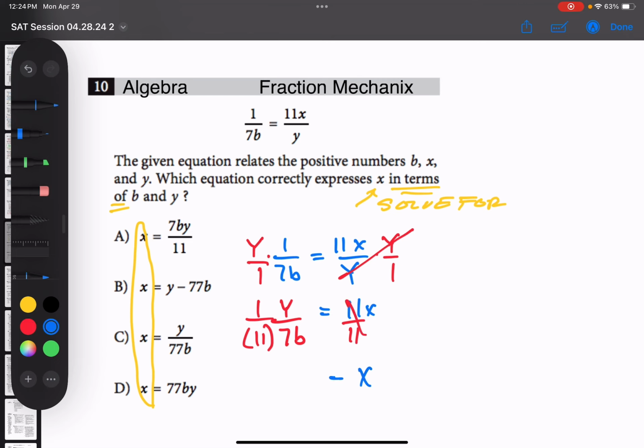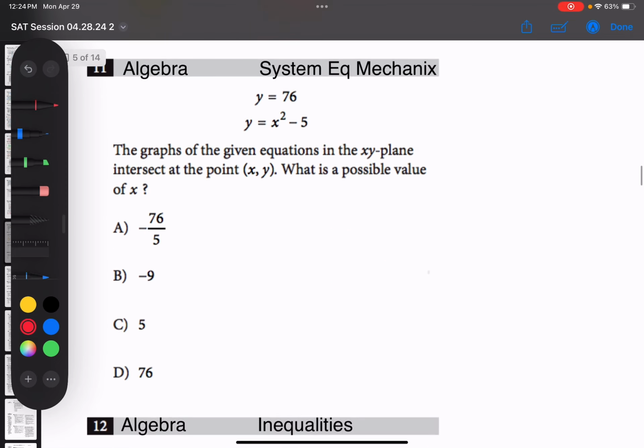So now what I have left over, x is equal to, what is 1 times y? It's just y. And what is 11 times 7b? 77b. If I take a look at my answer choices, C is my best answer. So basically, you're just solving for x. Why? Because they say "in terms of," which means what? Means solve for.